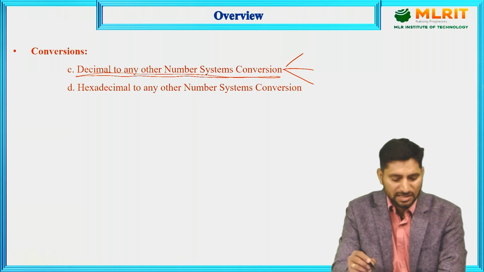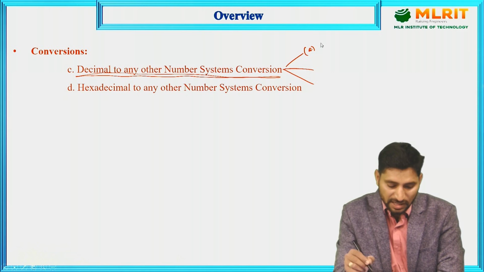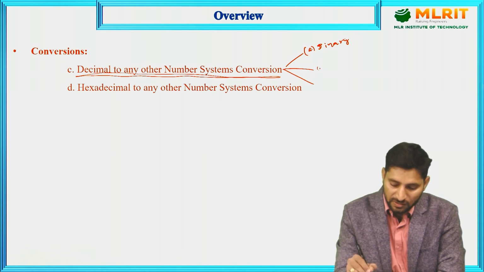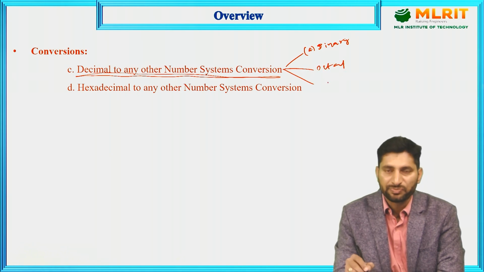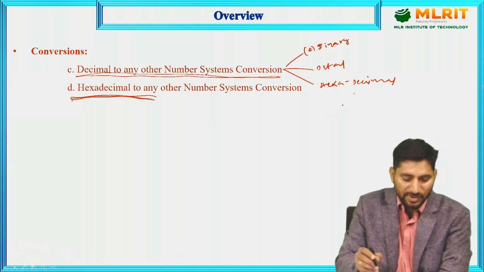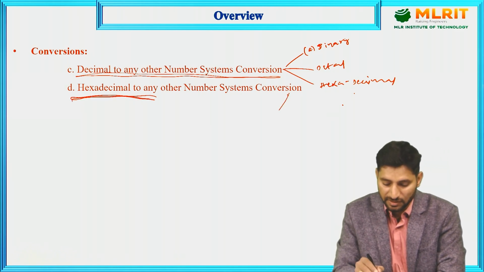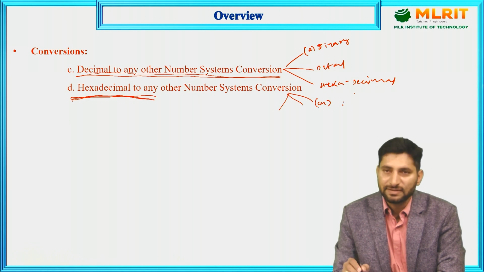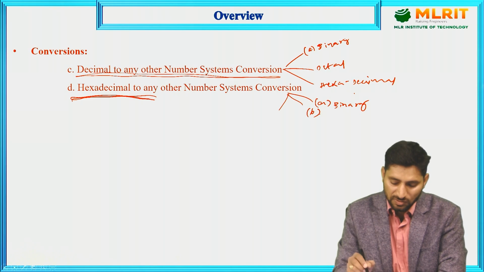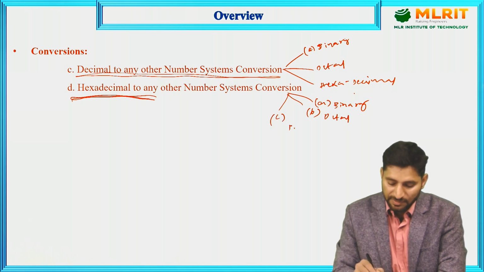As part of decimal to any other number system conversions, first I'm going to convert decimal to binary, then decimal to octal, then decimal to hexadecimal conversions. Thereafter, as part of hexadecimal conversions, we'll see hexa to binary number system conversions, then hexa to octal number system conversions, then hexa to decimal number system conversions.